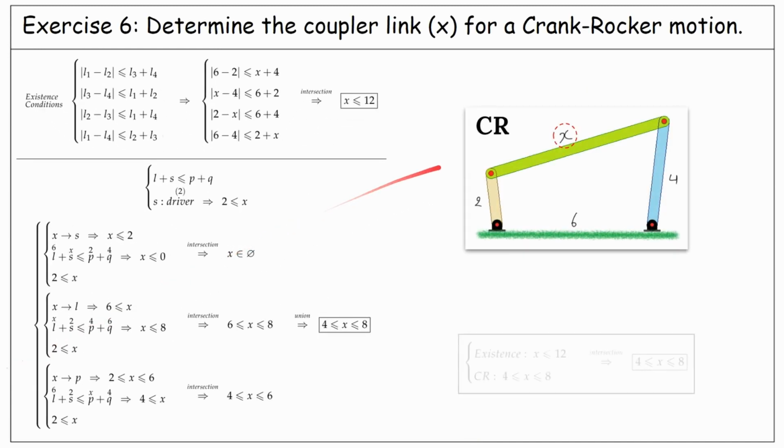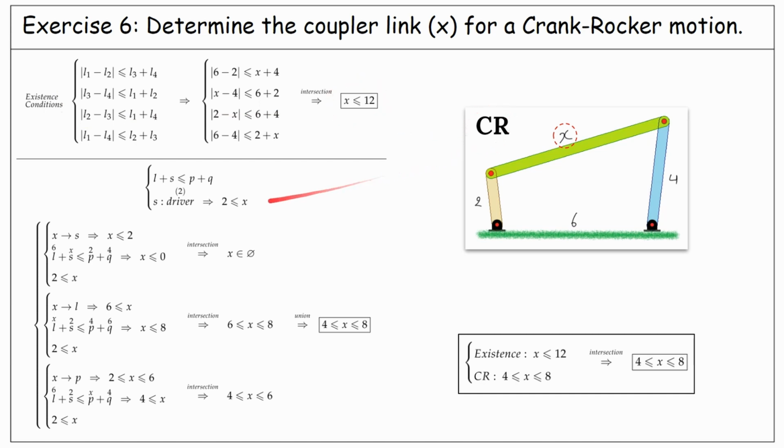In the exercise number 6, we want the range for the length of the coupler link for a crank rocker motion. The requirement for the existence of the linkage yields the coupler cannot be more than 12. For a crank rocker motion, the shortest link must be the driver, which is 2 unit lengths. So any other link, including the coupler, cannot be shorter than 2.